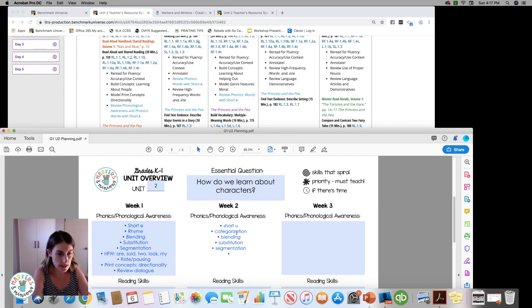So for fluency, it's going to be accuracy and using context. Directionality, again, we have genre features here. I'm going to write that down. Going over what a moral is.